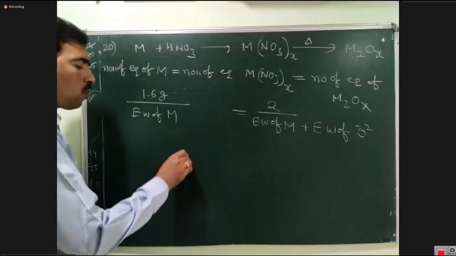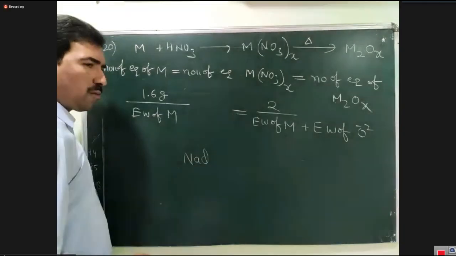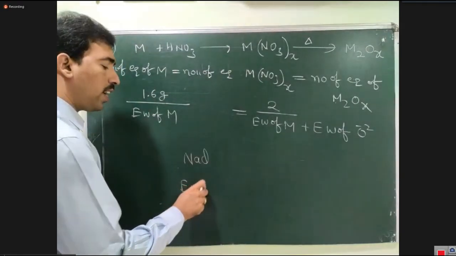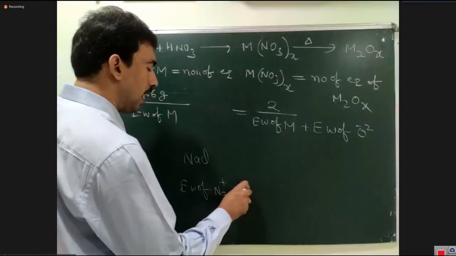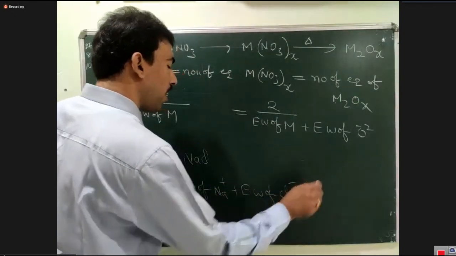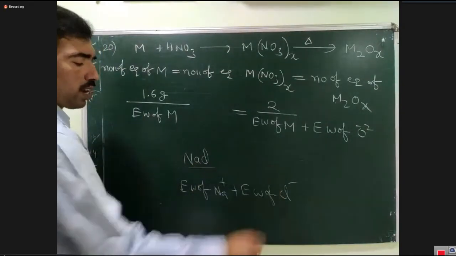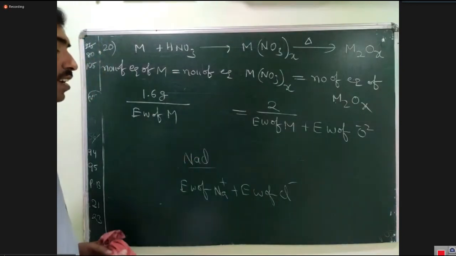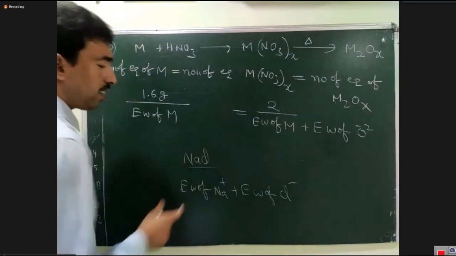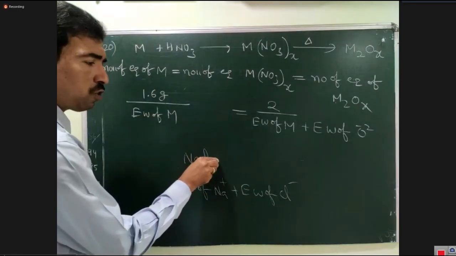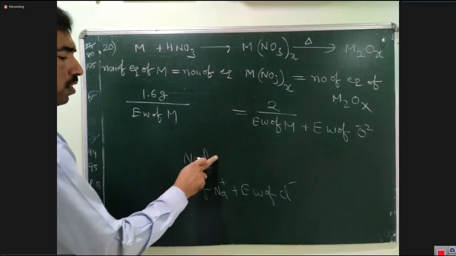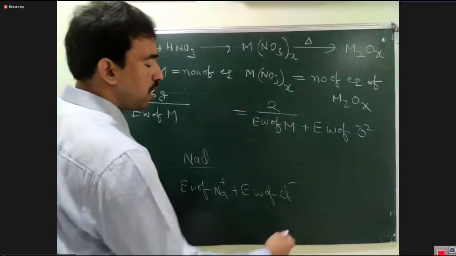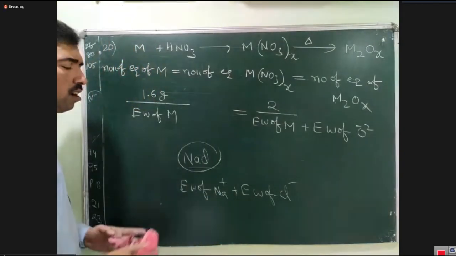Sodium chloride is there. What is the equivalent weight of sodium chloride? Equivalent weight of sodium plus equivalent weight of chloride is the equivalent weight of sodium chloride. It is for anhydrous salts, not for hydrated salts. Hydrated salts cannot be taken like this, only anhydrous salts. Where there are dot H2Os, it is not applicable. For only anhydrous salts, the equivalent weight of one ion plus the equivalent weight of the other ion will be equal to the equivalent weight of the salt.